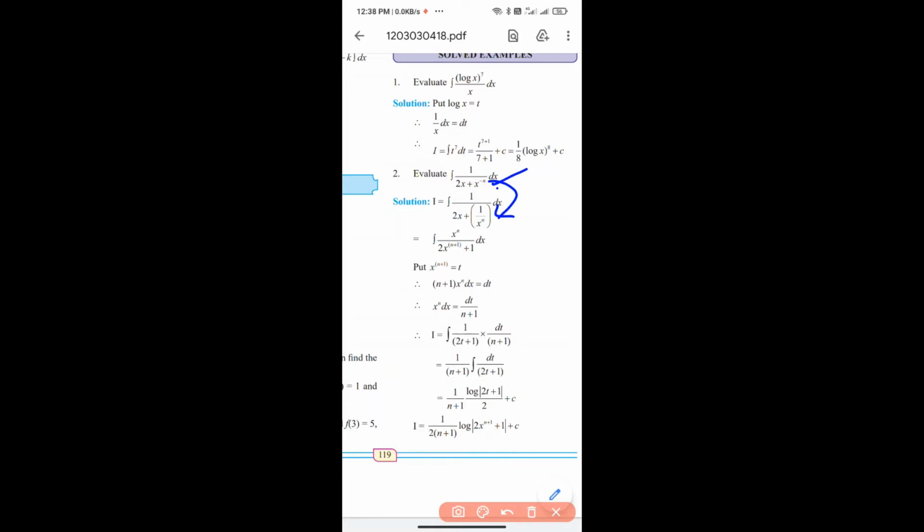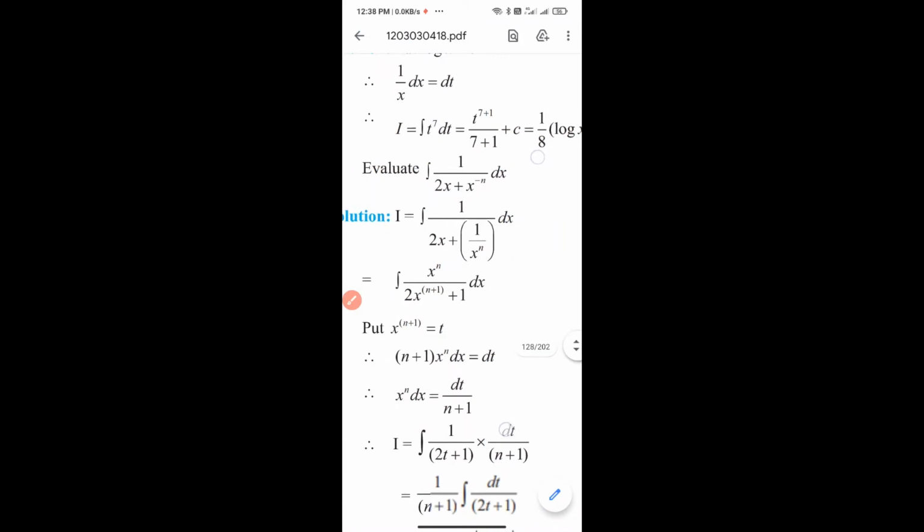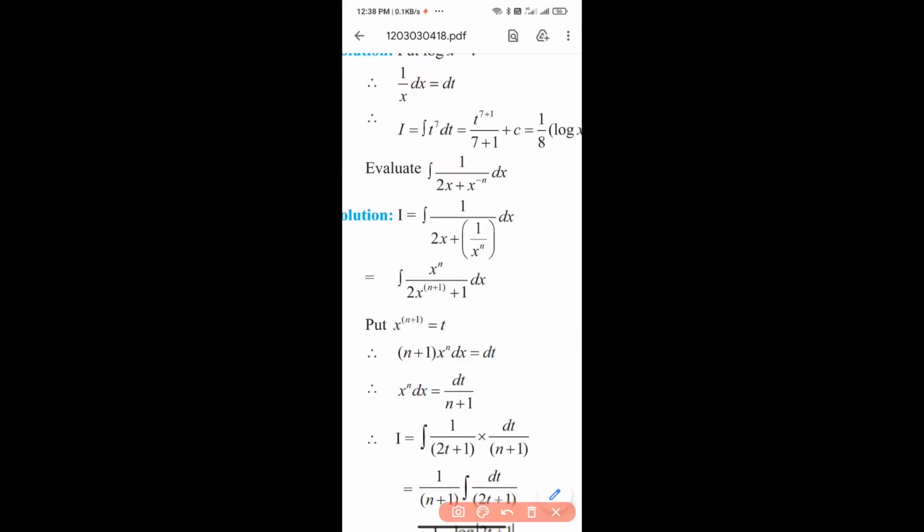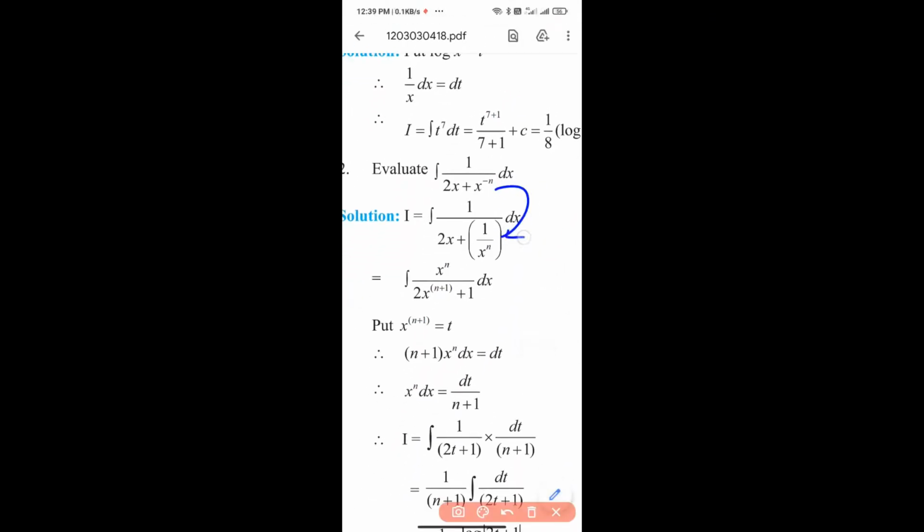Okay, so that is why this equation, let me zoom in. So x raised to minus n is equal to 1 divided by x raised to n. So it goes in the denominator and the power's sign changes. If it would have been plus here, it would have become minus. Okay, so this has become minus, plus x raised to minus n becomes 1 by x raised to n.